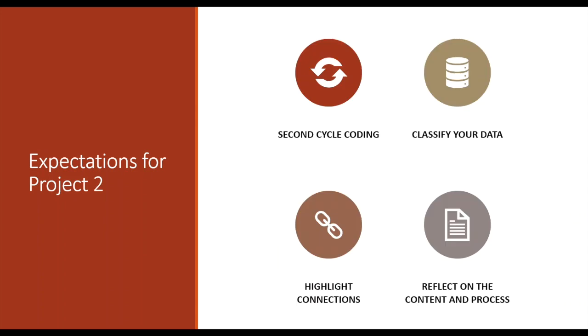Project 2 is an expansion of Project 1. You should continue working in the same file and building upon your analysis. In this project, you will revisit your codes and coding structure to engage in second cycle coding and classify your data. You will also continue to highlight connections within the project and reflect on the content and process.